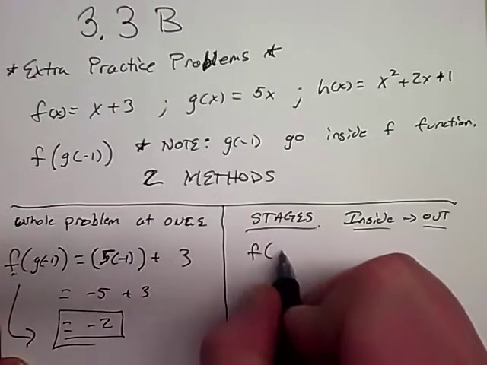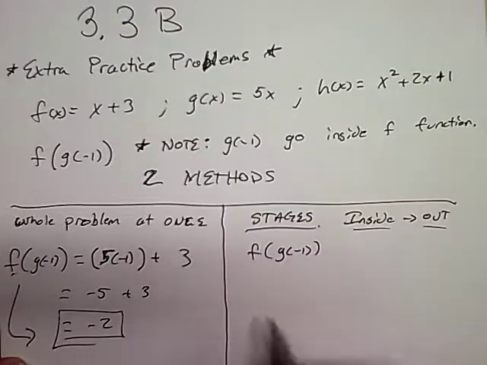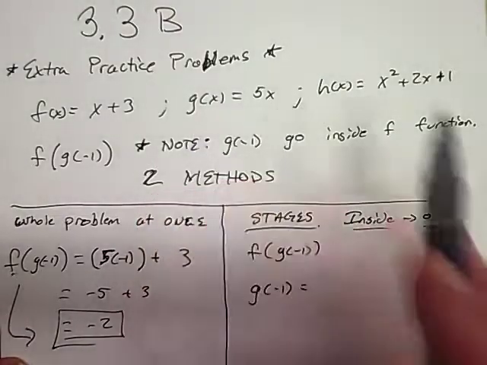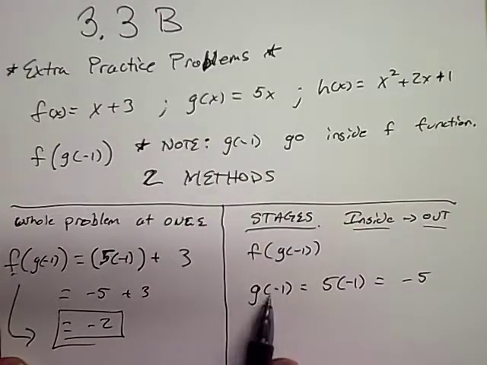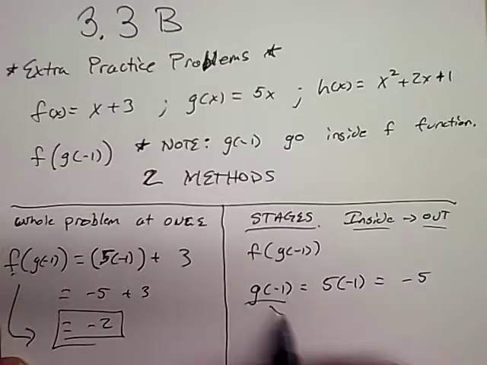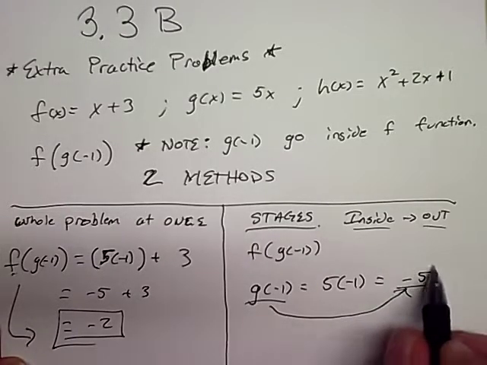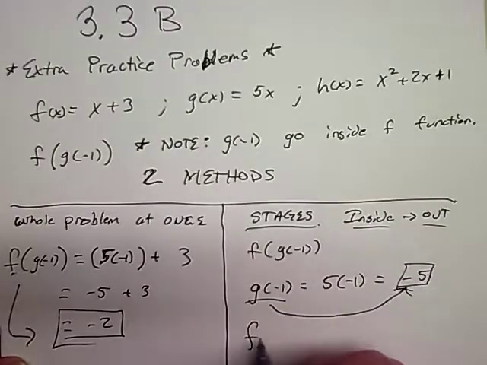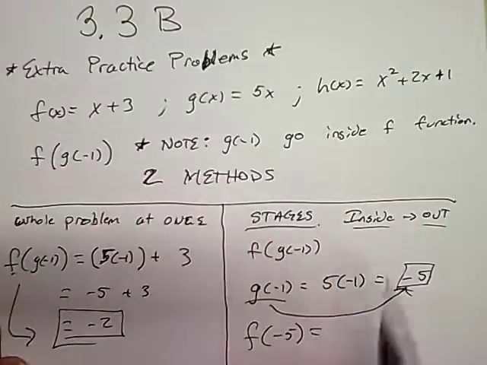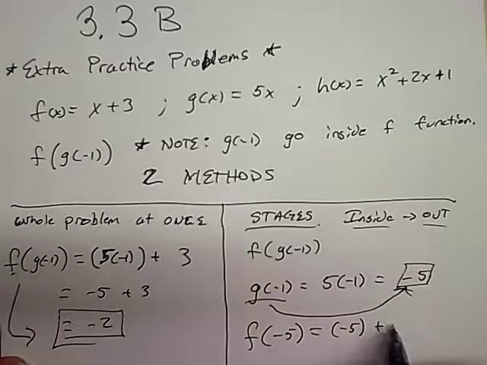So the goal, again, is f of g of -1. So I've got to go find g of -1 first. G of -1 is going to be 5 times -1, which is -5. So then g of -1 equals -5, right? So that -5 is going to be replacing g of -1. Now I'm looking for f of -5. F of -5, I have to replace here, so I say -5 plus 3. So f of -5 then is -2.